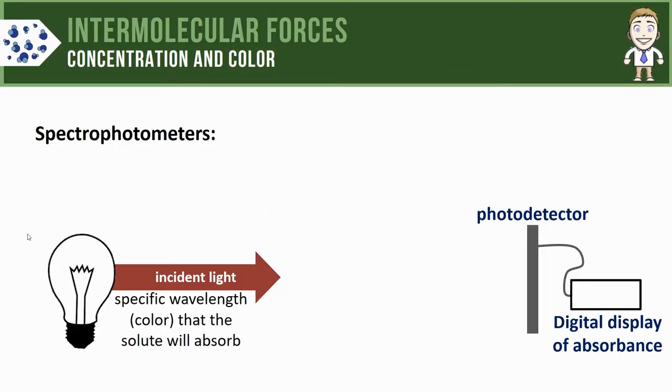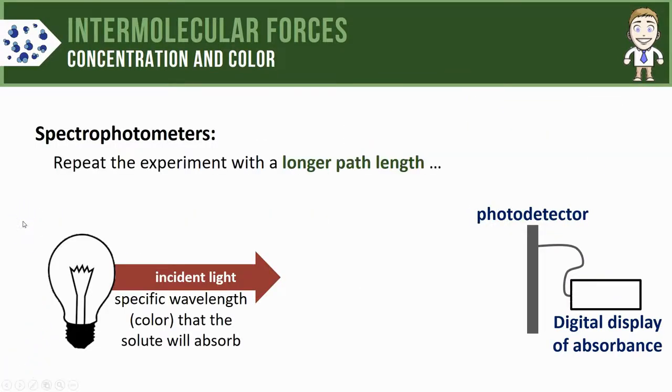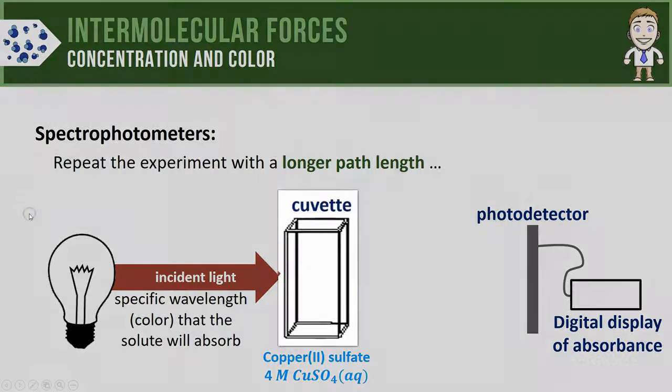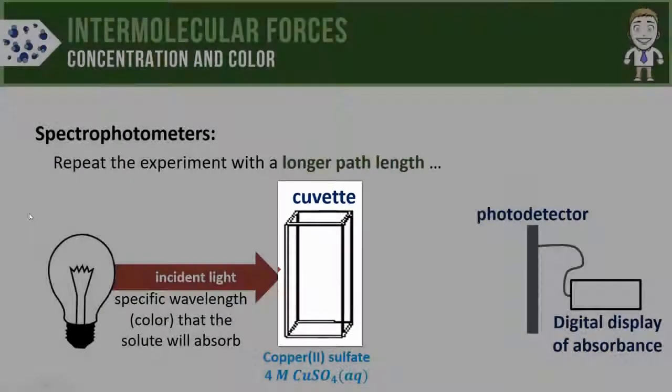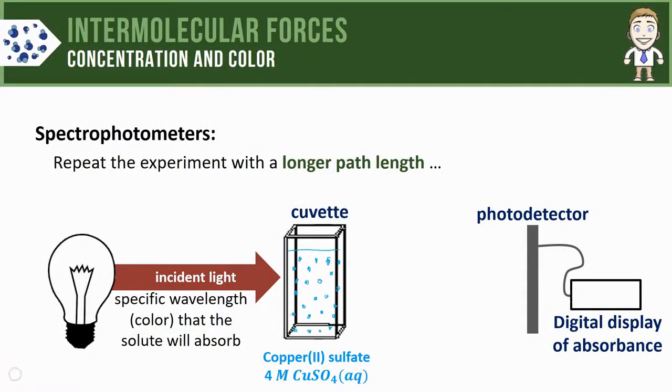Let's reset my spectrophotometer and do one more test, this time with a longer path length. The path length is the distance that the incident light travels through the solution. To test that, we would need a longer cuvette. As that incident light passes through the longer solution, it's going to come in contact with even more solute particles, so more of the incident light is going to be blocked.